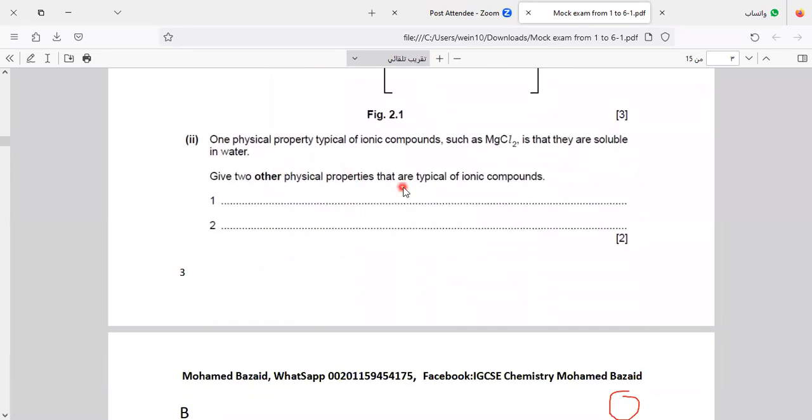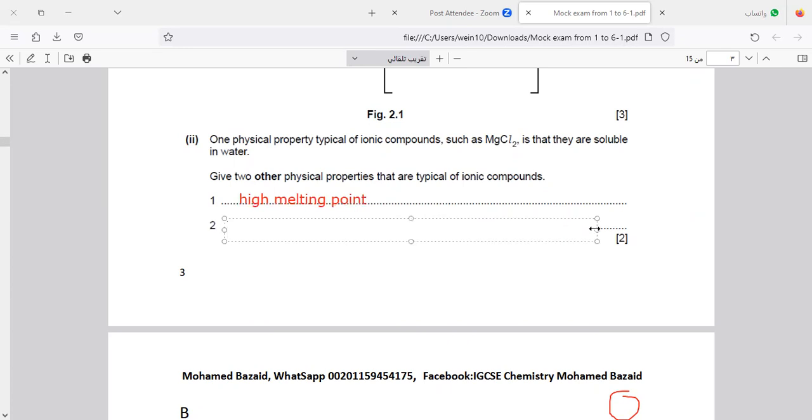Give 2 other physical properties for ionic compound. You can say it has a high melting point. Number 2, I saw some answers.